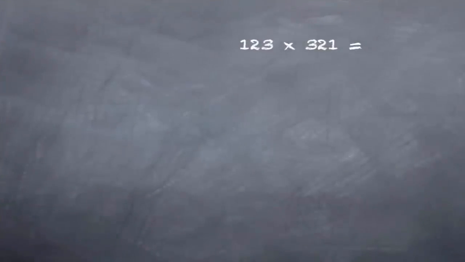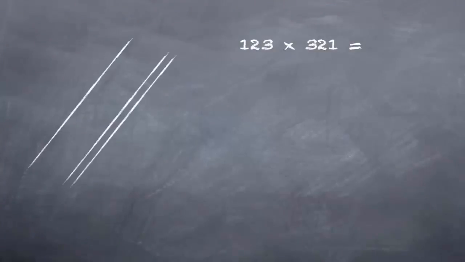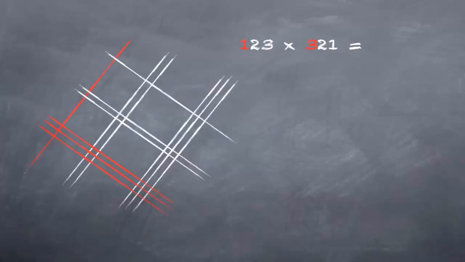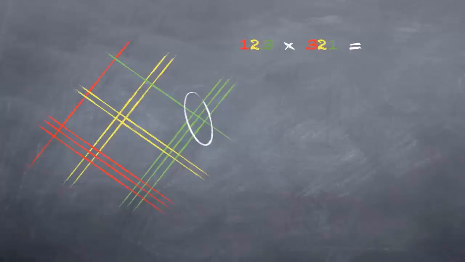If we want a slightly trickier problem, one that requires regrouping, we can try 123 times 321. There's 3 hundreds, 2 tens, and 1 one. And let's color code them again. Hundreds, tens, ones. Well, if I look out here where my ones intersect my ones, I wind up with 3 intersections. And so I leave that 3 in the ones place.